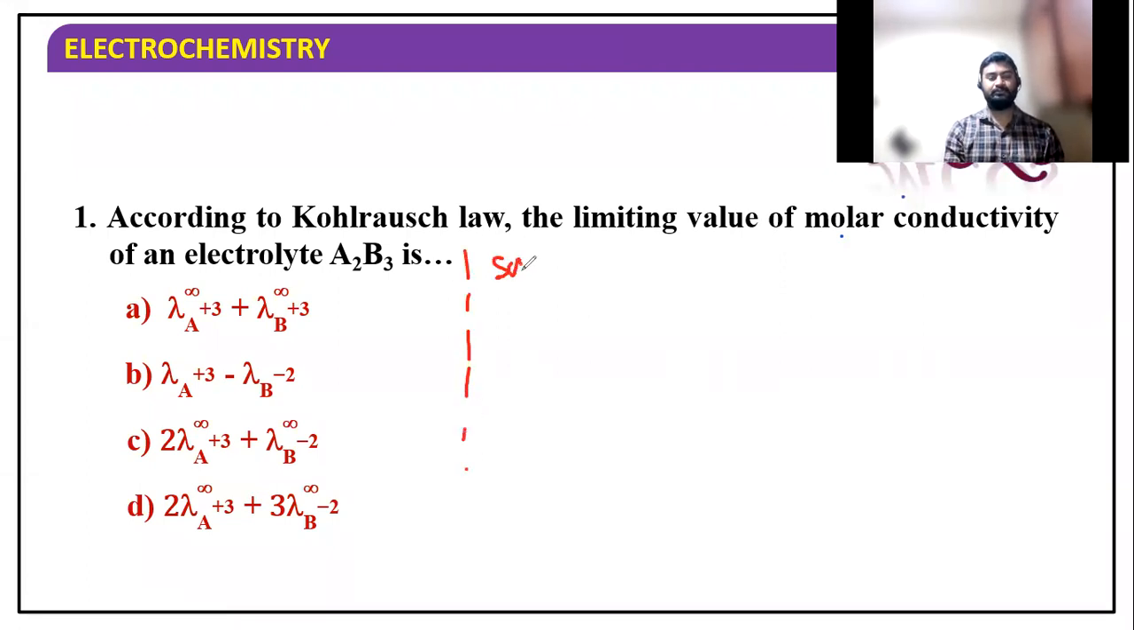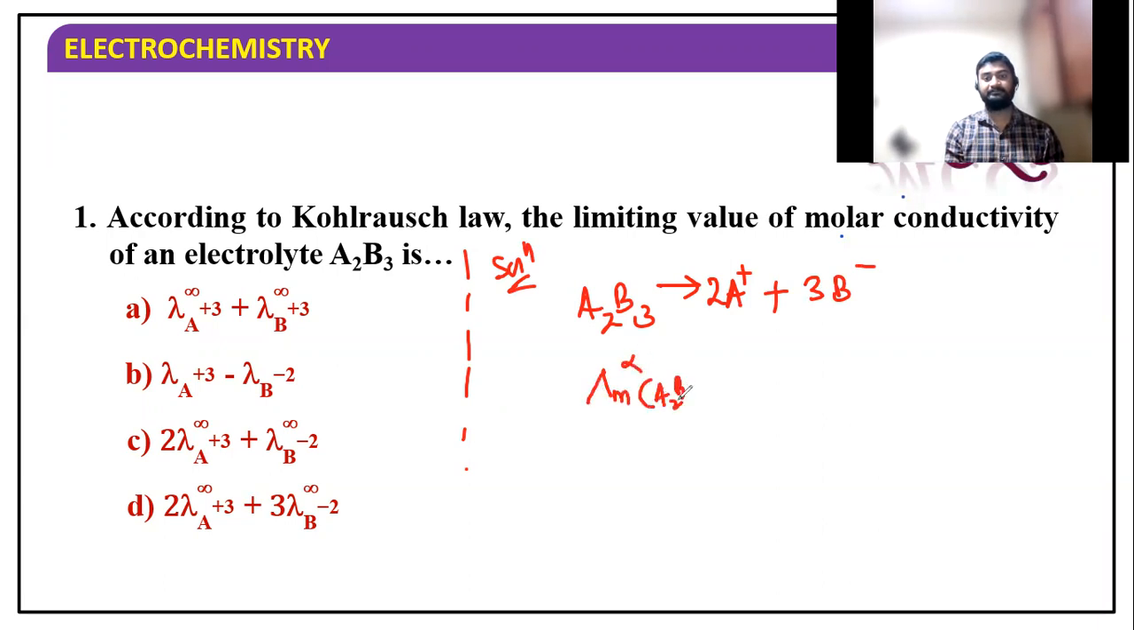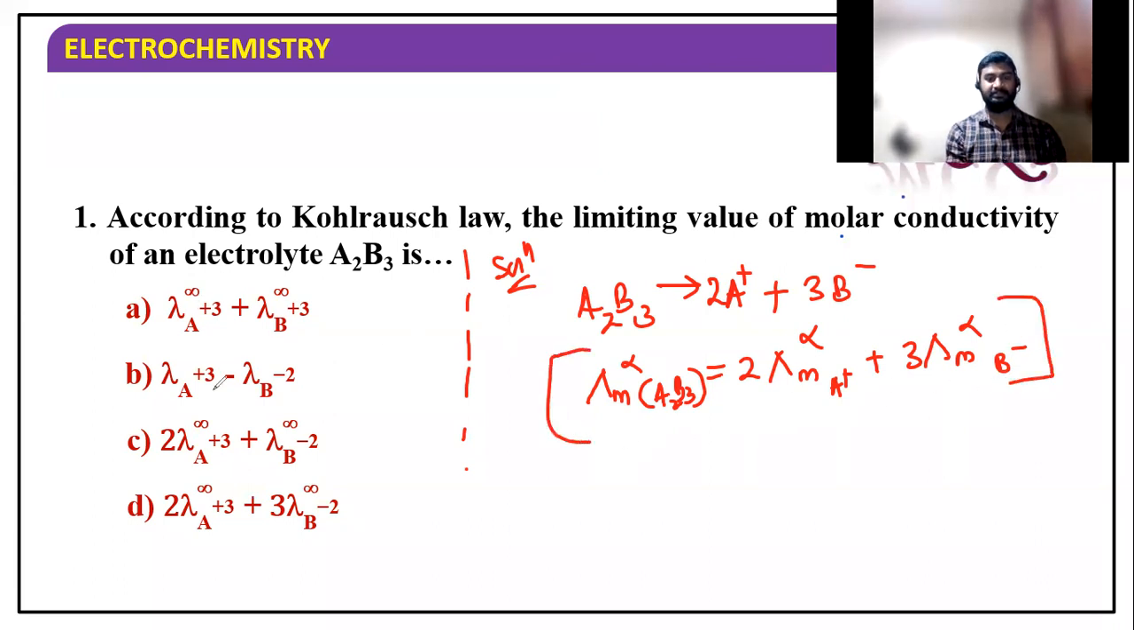See the solution now. To solve this question, you first have to ionize the salt. A2B3 will break into ions to form 2A plus, mind it, and 3B minus. So the lambda m infinity value for A2B3 would be 2 times lambda infinity for A plus, plus 3 times lambda infinity for B minus, right? And then after that, you just have to put the values. But since it doesn't ask that, we just have to choose the correct option. So will you tell me what's the right answer? Obviously, the charges you have to write.